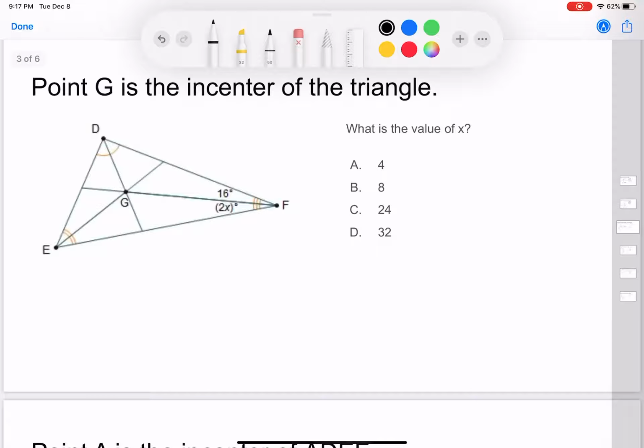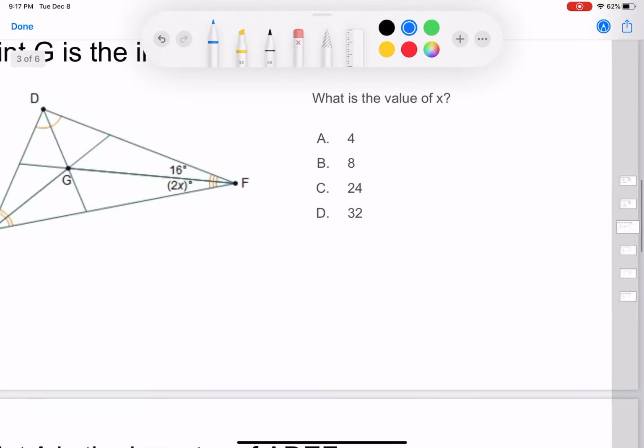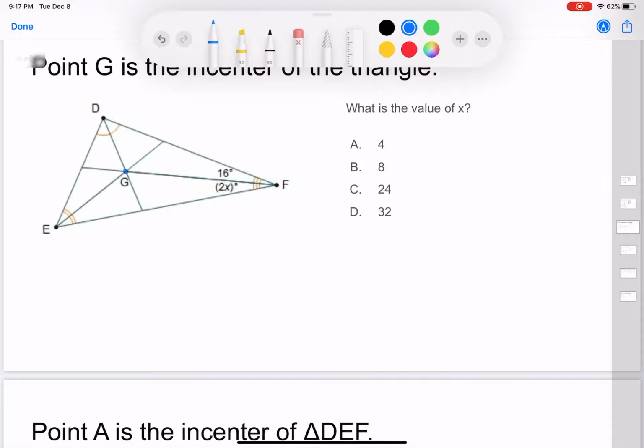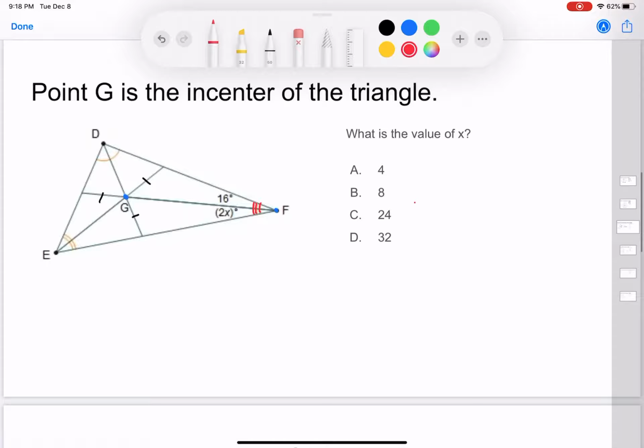This problem states point G is the incenter of the triangle. So basically, point G is the incenter, which is located equidistant from each side of the triangle. Okay? And now we're going to look at angle bisectors. So here we're given an angle bisector GF, which bisects our angle F, which is located here, thus breaking F into two congruent halves. So given that information, we're being asked what is the value of x?